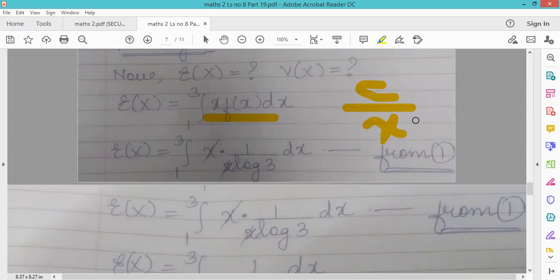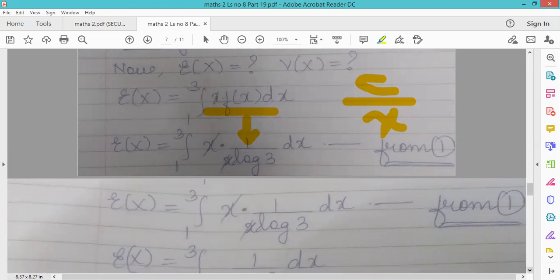So 1 upon log 3 into x will become 1 upon x log 3. So got it? In place of f of x, how did I put 1 upon x log 3? Alright, so the value of c we just found out is 1 upon log 3, divided by x. So divide will change into multiplication and x will become 1 upon x. So x gets cancelled. So you're left with integration 1 to 3, 1 upon log 3 dx.